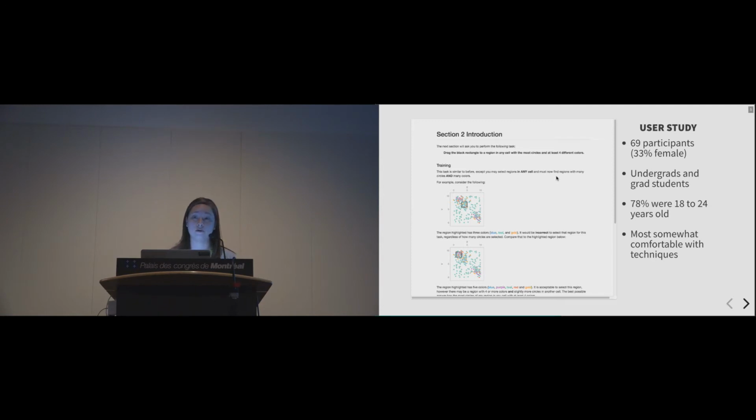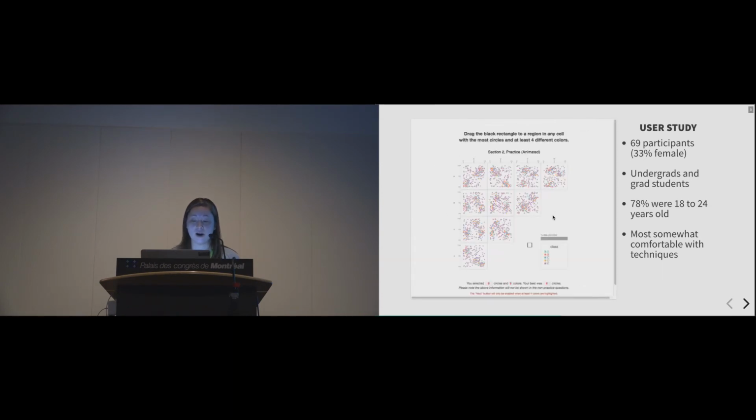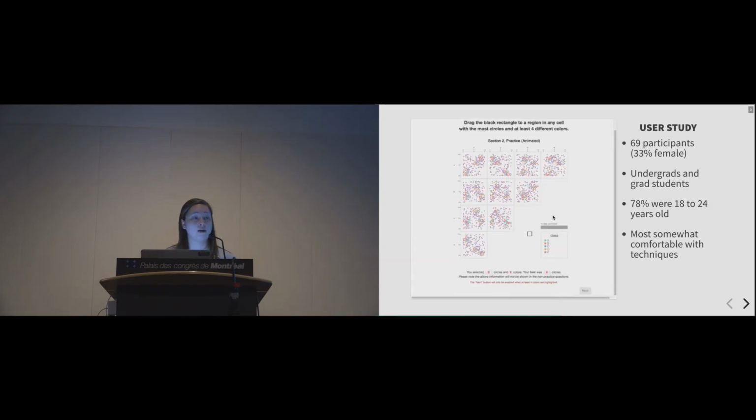So it had to be a diverse region and a dense region. Same thing, we gave them training and extra information. We gave them the ability to practice. Instead of not letting them click next when they didn't have the right scatterplot, we now don't let them click next until they've selected at least some of the 4 colors.